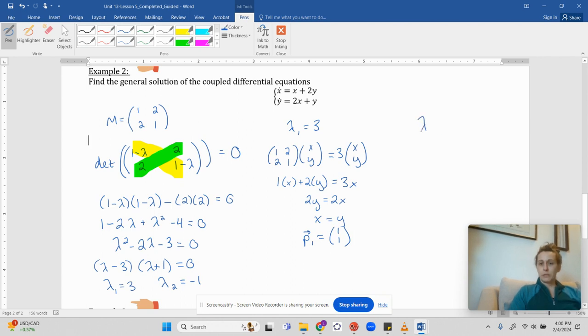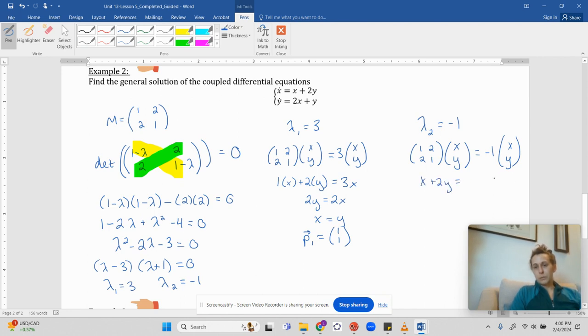We'll do the same with lambda 2, which is negative 1. So we have 1, 2, 2, 1 times x y equals negative 1 times x y. So that's the top row again, x plus 2y equals negative x. 2y equals negative 2x. So y equals negative x, or x equals negative y. Either way, doesn't matter.